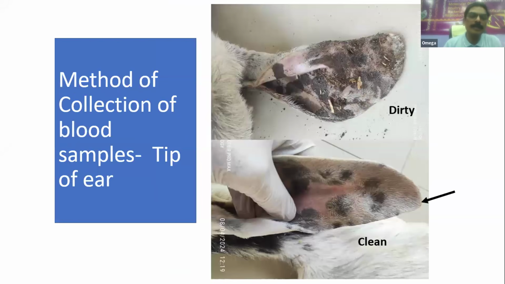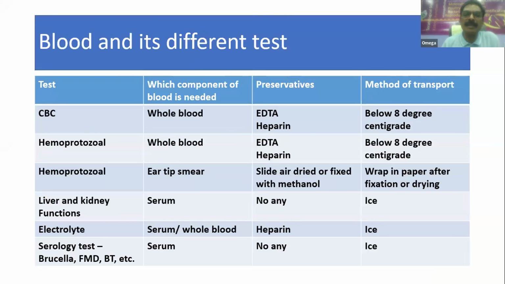Now, how to take it from the tip of the ear. So this is a dirty ear pinna. We have to clean this ear pinna. Either we can wash it, then clean it, and take the blood smear by just pricking the needle over here. At the tip of this ear pinna, we have to prick the needle, take a small drop and make a smear of that. So ultimately, this is the peripheral blood smear examination.